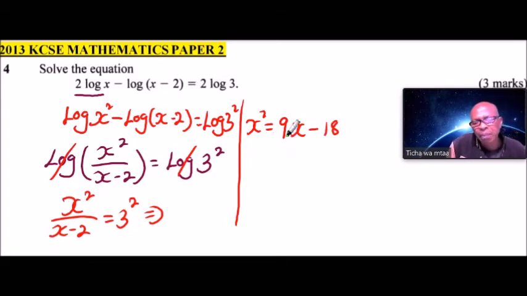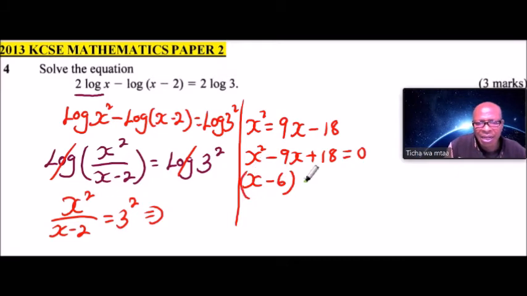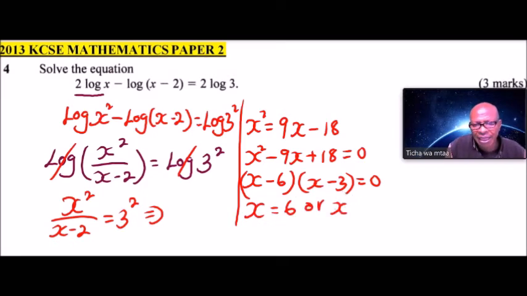So we bring this 9x to this side. We have x squared, it changes to minus 9x, and minus 18 changes to positive, so we have plus 18 equals 0. This is a quadratic equation, and you can use the factorization method. You'll be able to write the factors: x minus 6 and x minus 3 equals 0. If you open this, you'll still get that. So x equals 6, or x equals 3.